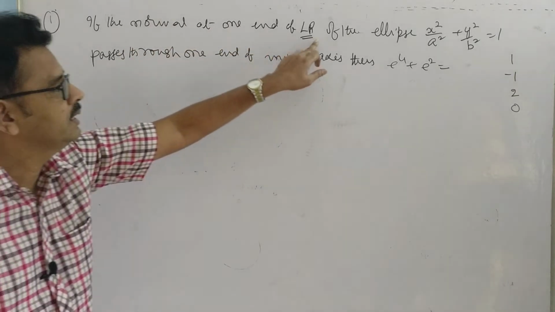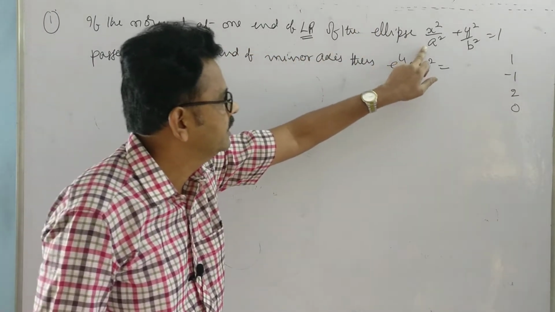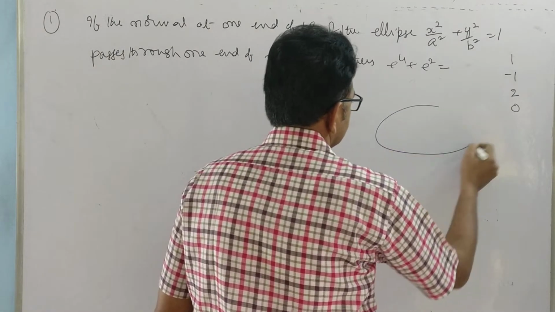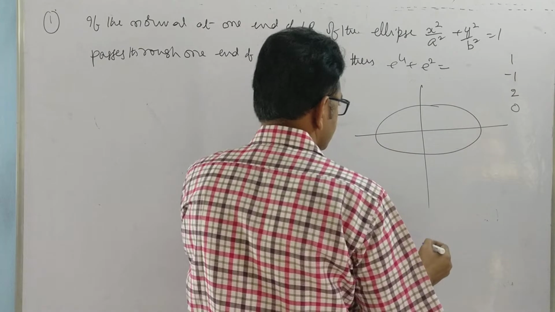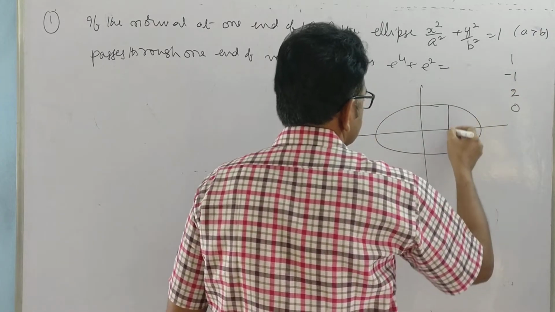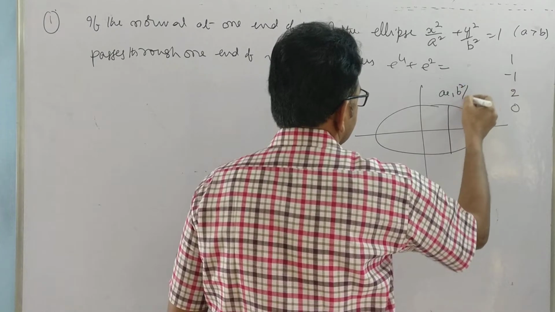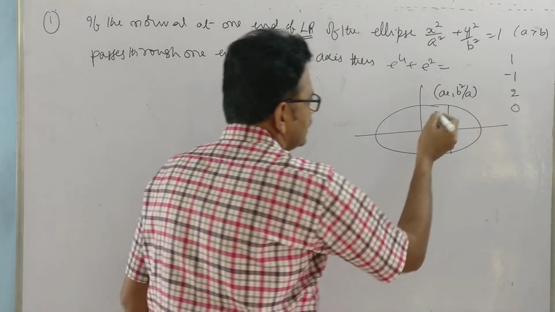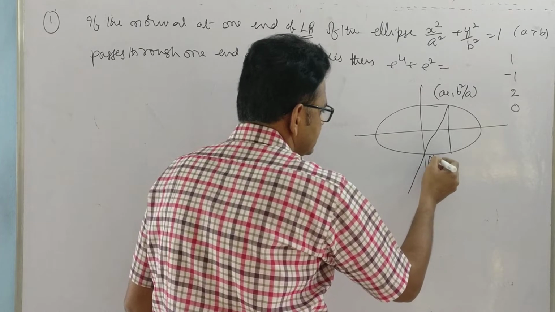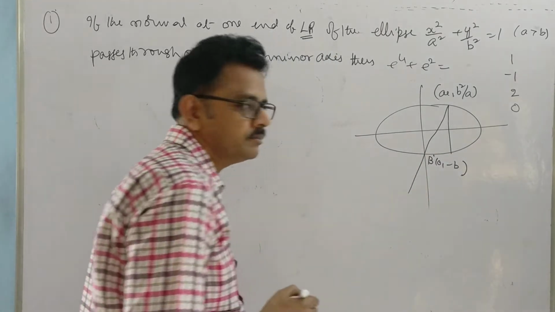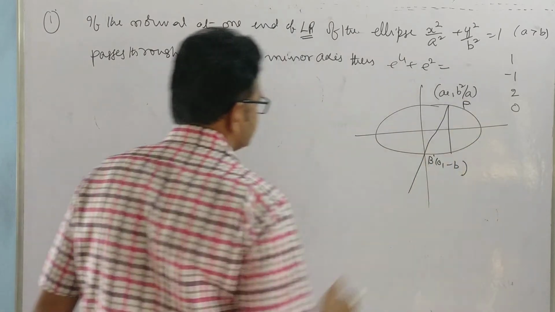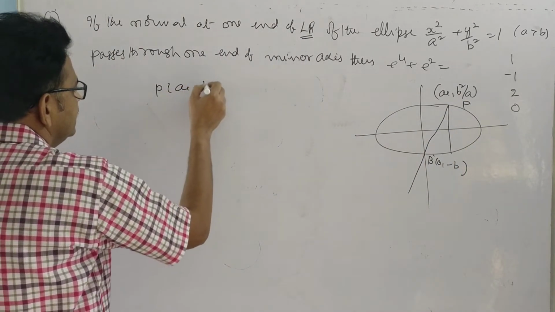If the normal at one end of the latus rectum of the ellipse passes through one end of the minor axis. See, this is the ellipse, so treat it as a is greater than b. The end points of the latus rectum are ae comma b square by a. The normal at one end of the latus rectum passes through one end of the minor axis, which is 0 comma minus b. One end of the latus rectum is called P. The point P is ae comma b square by a.